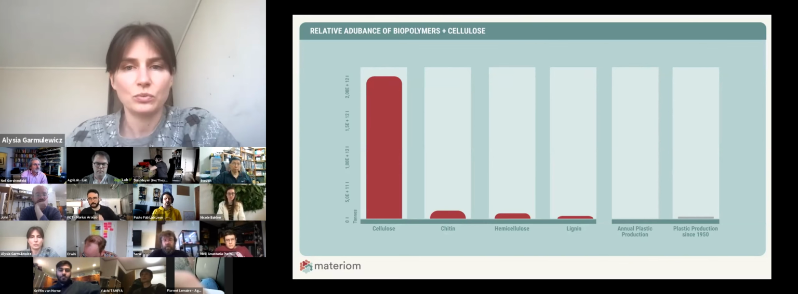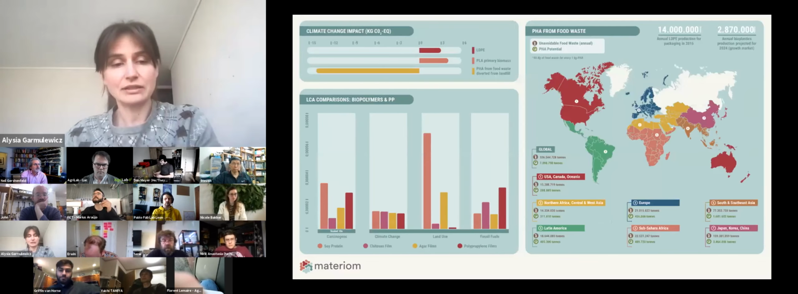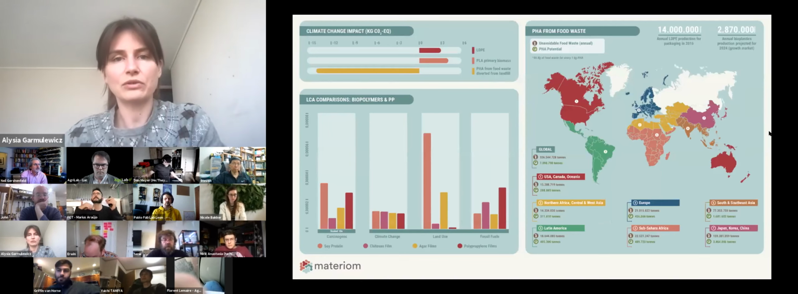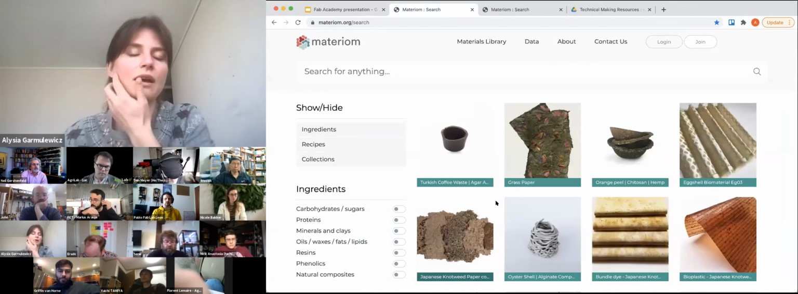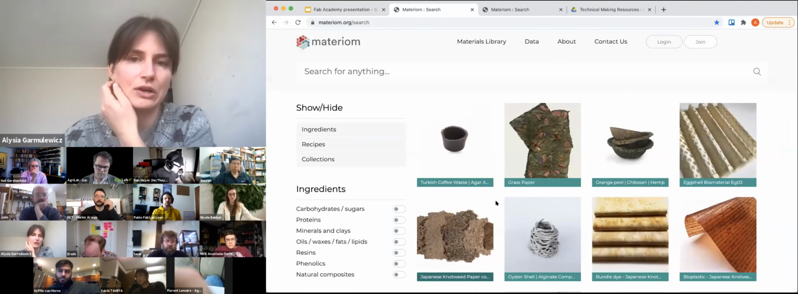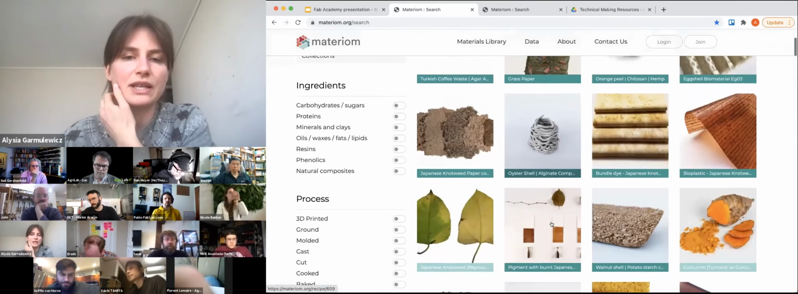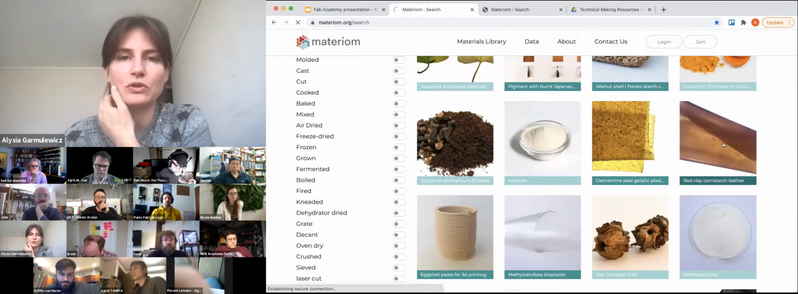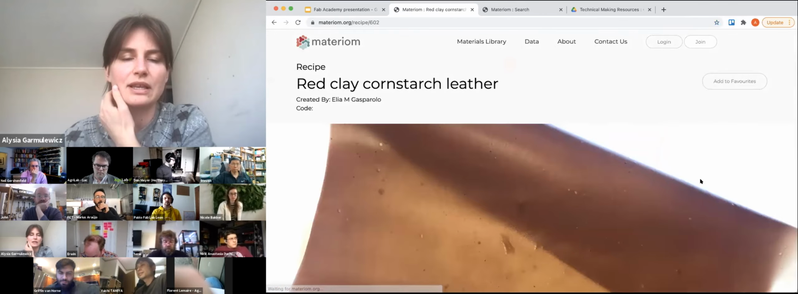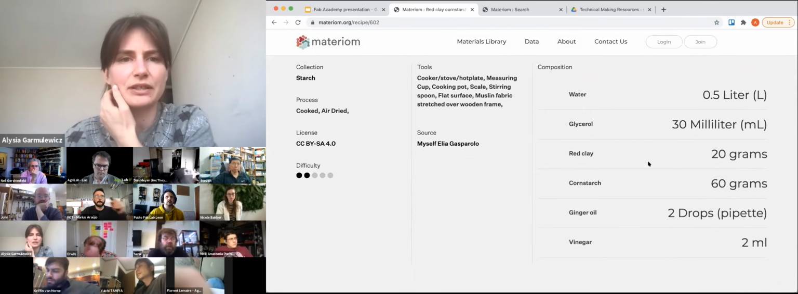So to that end, we're building an open source database of materials, and I'm going to just quickly jump out of this to show you where we're at right now, which is an open recipe library of biomaterials that's community generated. So this is updating all the time with various contributions, but for example, you can jump into one of these recipes and you can see the composition of the materials.